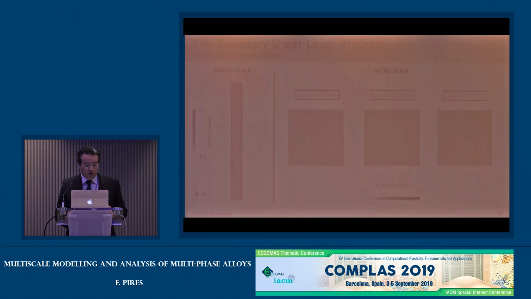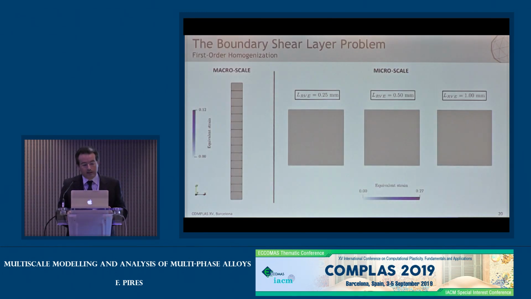What I'll show in this slide, you can see on the left-hand side the macroscale geometry of the strip, and on the right-hand side, you can see the 3 RVE sizes that I'm considering. Of course, I've scaled 2 of them in order to make them the same size and to make it easy to appreciate the difference in the results.